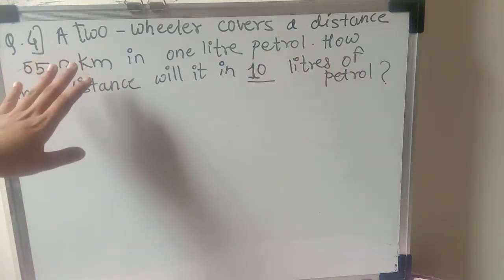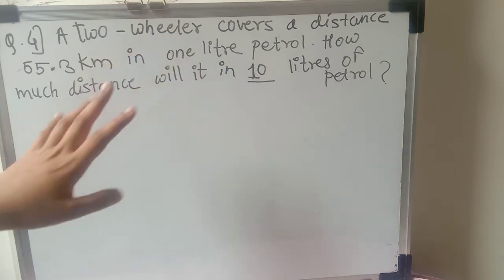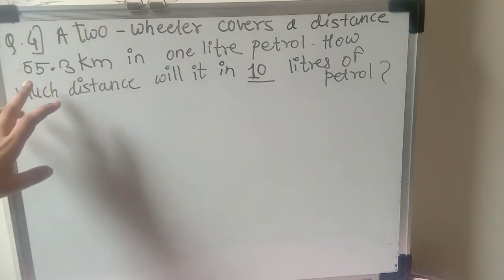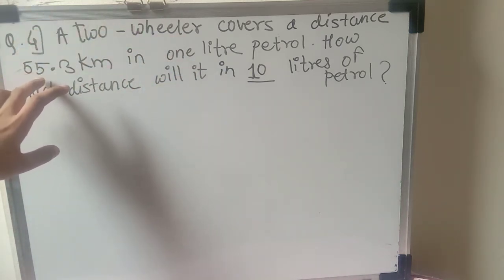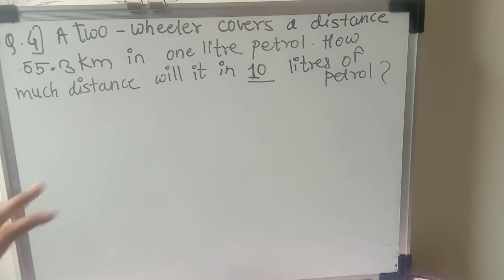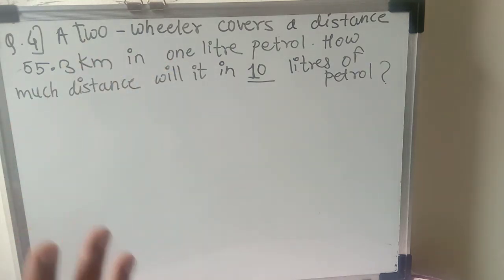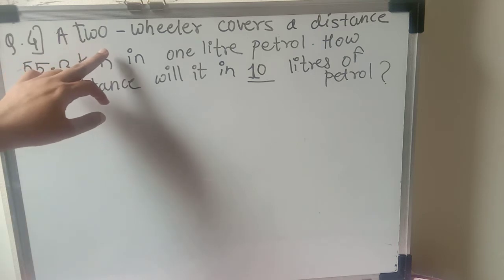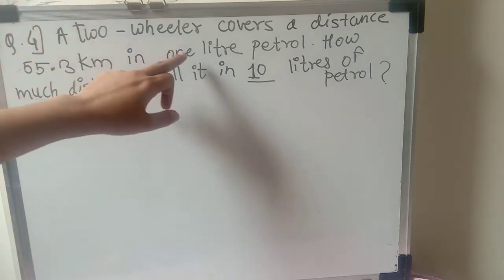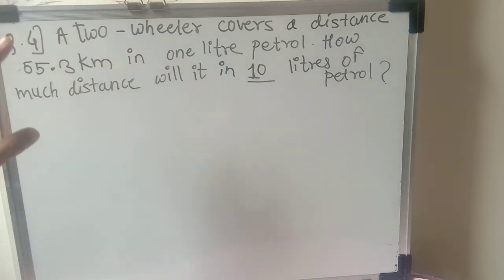So there is a two-wheeler. In 1 liter of petrol, that two-wheeler covers a 55.3 km distance. So how much distance does that two-wheeler cover in 10 liters of petrol, that we have to find out. मतलब यहाँ पे वो कह रहे हैं अगर एक टू व्हीलर बाइक है तो वो 1 लीटर में 55.3 किलोमीटर इतना डिस्टेंस कवर कर लेती है 1 लीटर पेट्रोल में, तो 10 लीटर पेट्रोल में कितना डिस्टेंस कवर कर लेगी, that we have to find out.